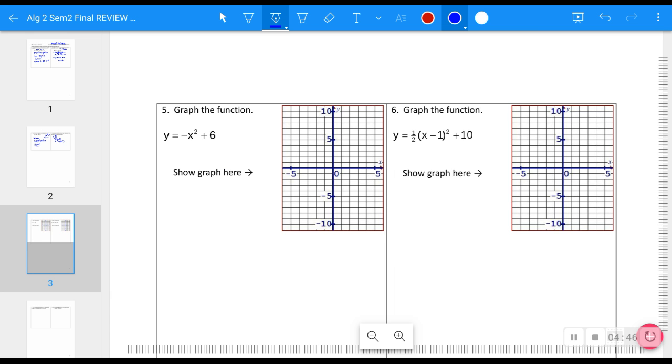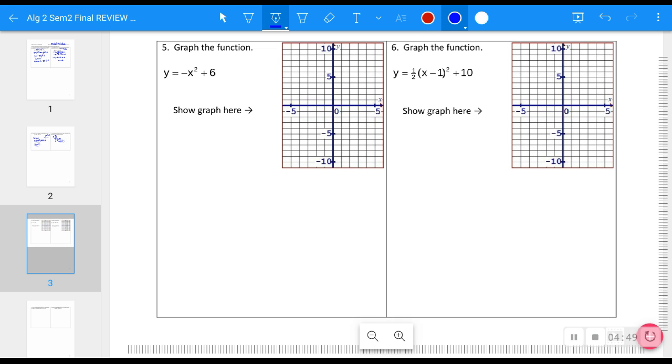Okay, examples 5 and 6 here. We're supposed to graph this function. So I'm going to go to the y1 line, y equals on my calculator, and just type in that function, negative x squared plus 6, and then I'm going to go to the table of values.